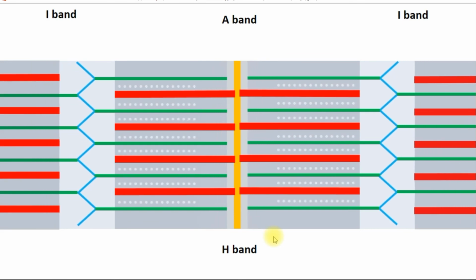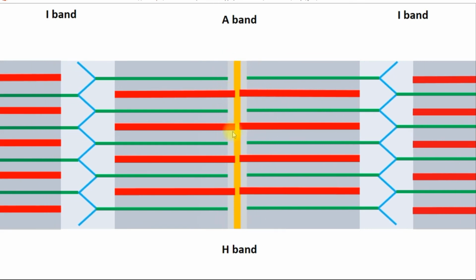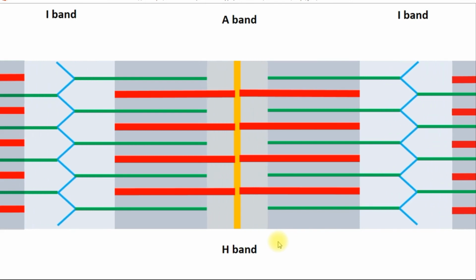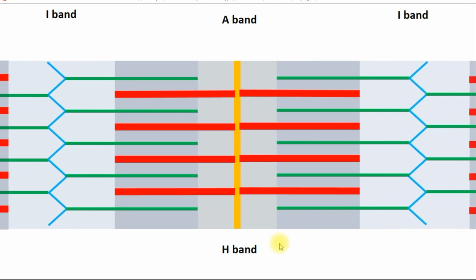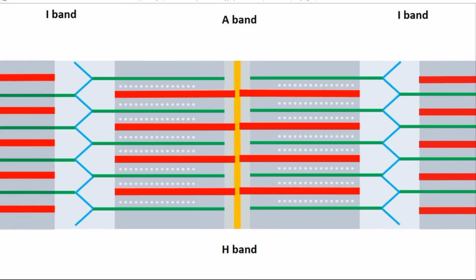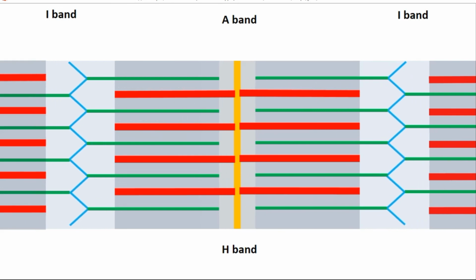Contraction, and the H-band almost disappears. I-bands become thinner, and the A-band stays the same, because the length of myosin filaments is fixed. And then relaxation. It's what happens during muscle contraction. Contraction and relaxation.